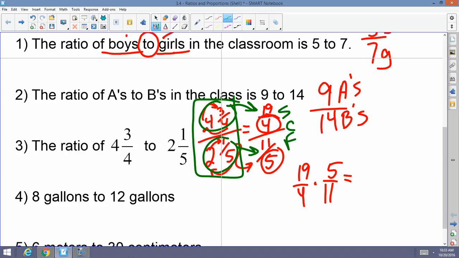So my answer here is going to be 95 over 44, or 2 and 7/44. Yep.